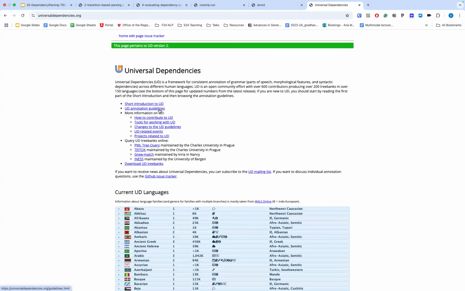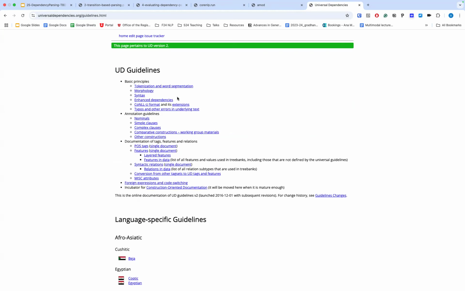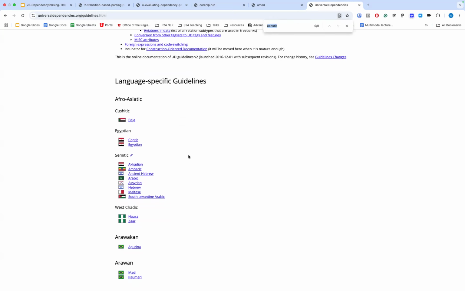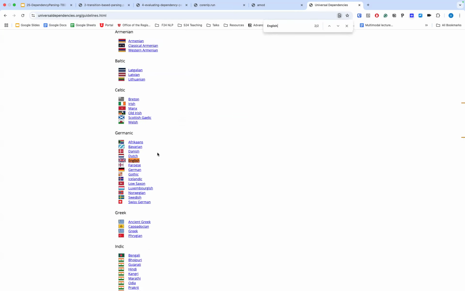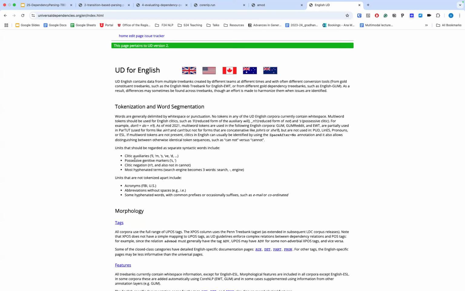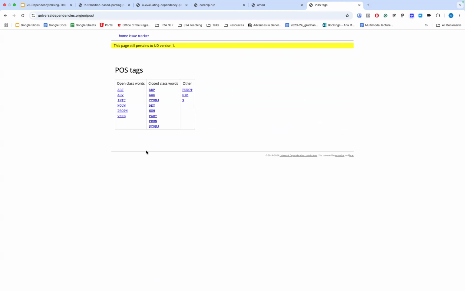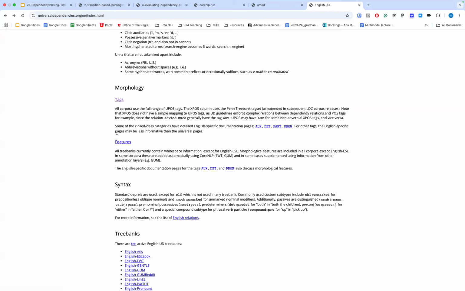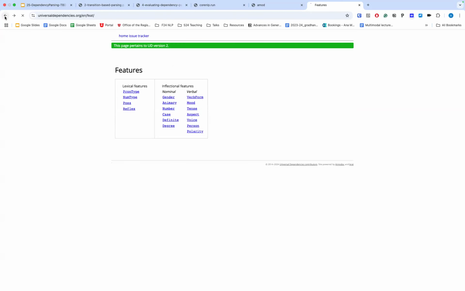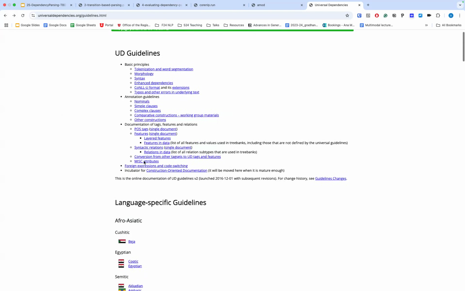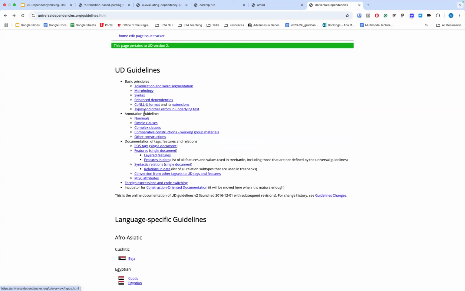Okay, so you see here UD annotation guidelines. You as an annotator would read all these guidelines. And let me see, can we find English here? You can see how many languages there are as well. Here, let me see, can I find tags? These are part of speech tags. No, I'm looking for the set of relationships. I would like to show you. Give me just a moment.